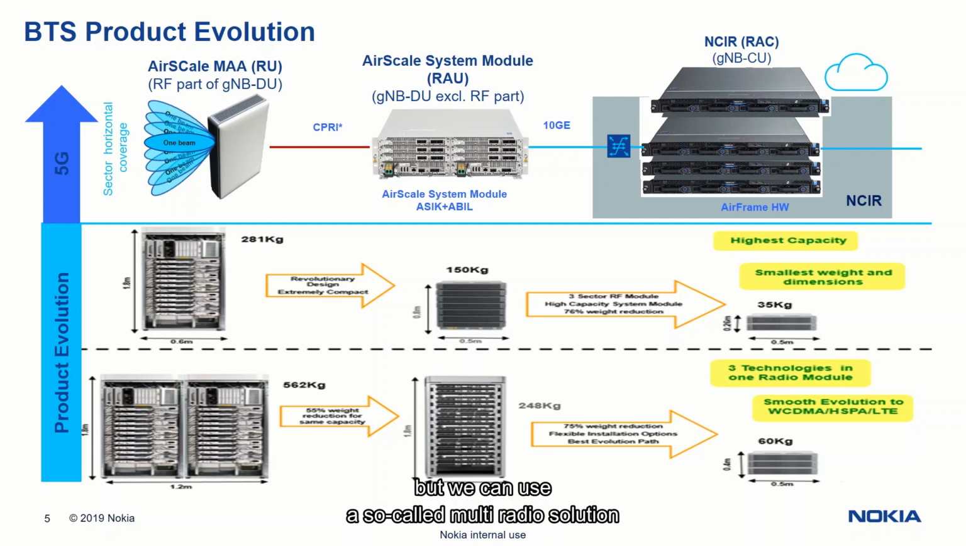But we can use a so-called multi-radio solution where we can have other radio technologies included in the one system module. At the top is the next step of the evolution. We call this a cloudified solution, where part of the baseband is in the cloud. Then, in a centralized location, and then closer to the radio site, we have the system module where the part of the baseband capacity is included. And then on the radio site, we have only these massive MIMO antennas where the radio and antenna are integrated together.